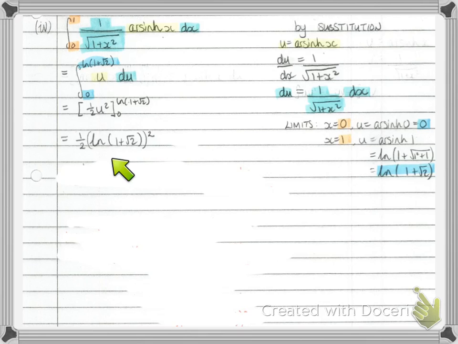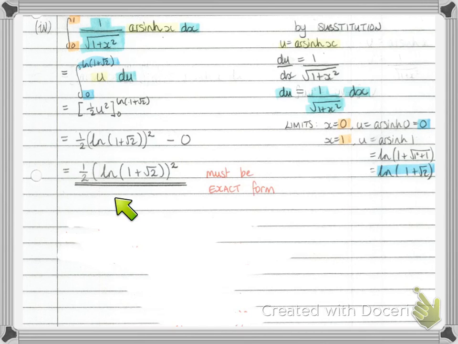So we can use the first bit here. When we substitute in, we get a half, and then u squared is a half of log of 1 plus root 2 squared, and then we get a half times 0 for the other part, which is just 0. So our final answer is a half, and then the log of 1 plus root 2 all squared. This cannot be simplified any further, and that's in exact form.